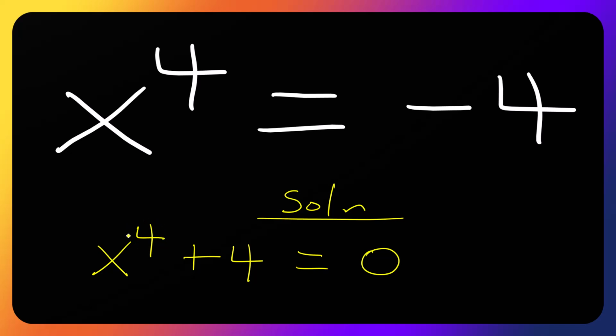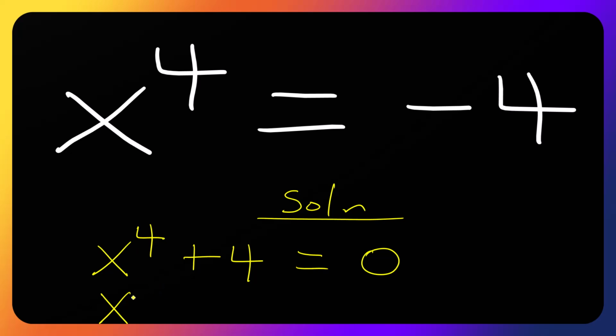Now, looking at this, we have no option but to adjust this one in such a way that we get a perfect square in here. Okay, so what we are going to do is to create something important here. So I'll add 4x squared to both sides of the equation.